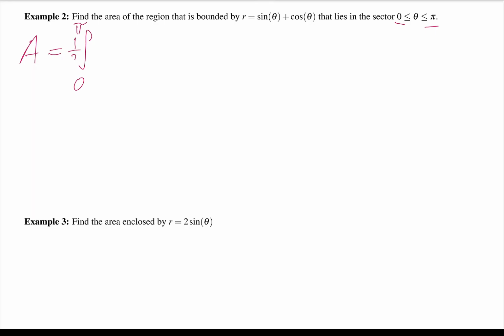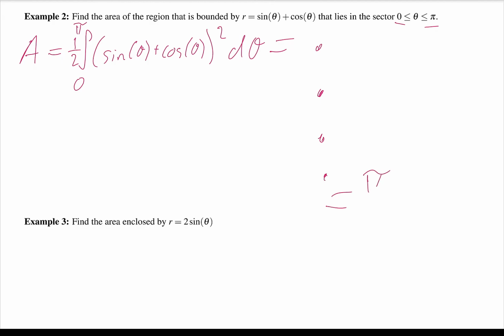We can pull out the 1/2. We'll have r squared, so it's going to be sine of theta plus cosine of theta squared d theta. So just to give you an idea of how this should work out, spoiler alert, the answer you should get will be pi over 2.